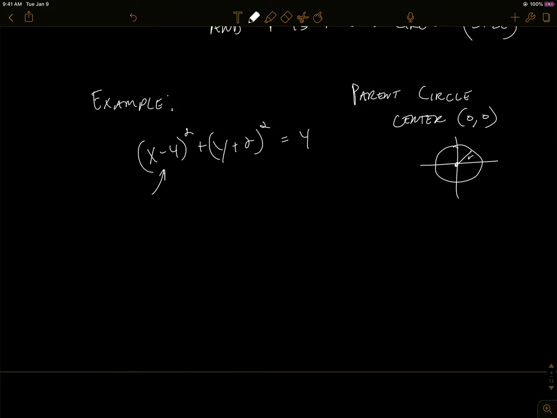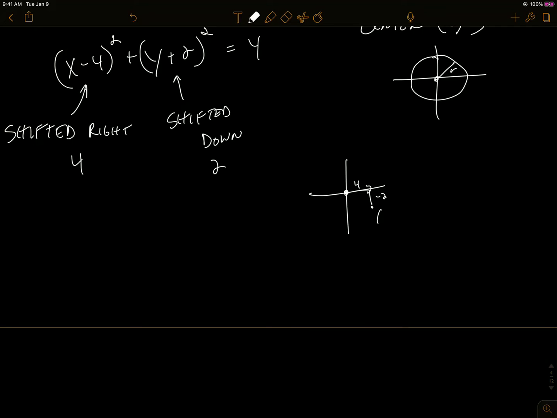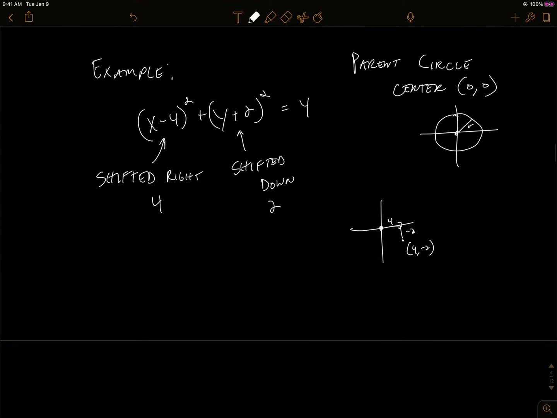So when I think of translations, this was shifted right 4. And since this is with the y, it would mean shifted down 2. So if I take my parent centered at 0, 0 and I go right 4 and down 2, I have my new center at 4, negative 2. So that jives with what I'm seeing here.